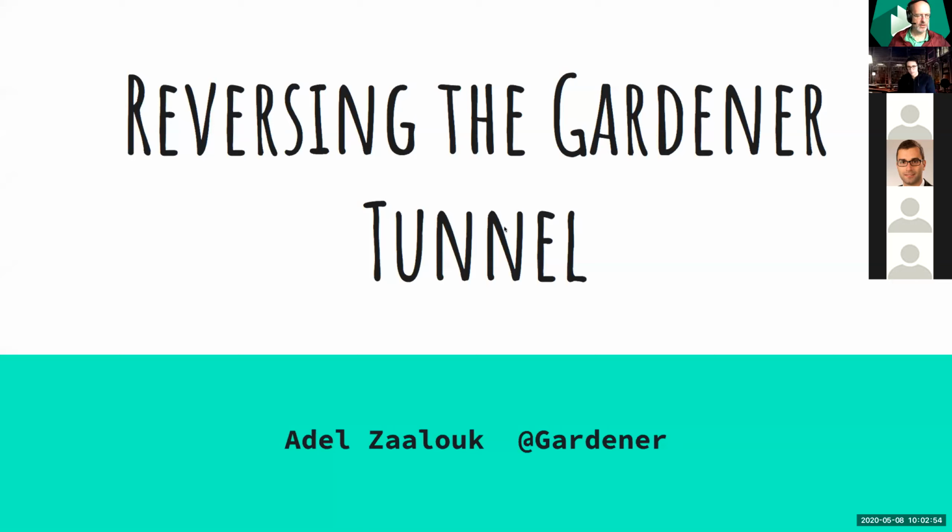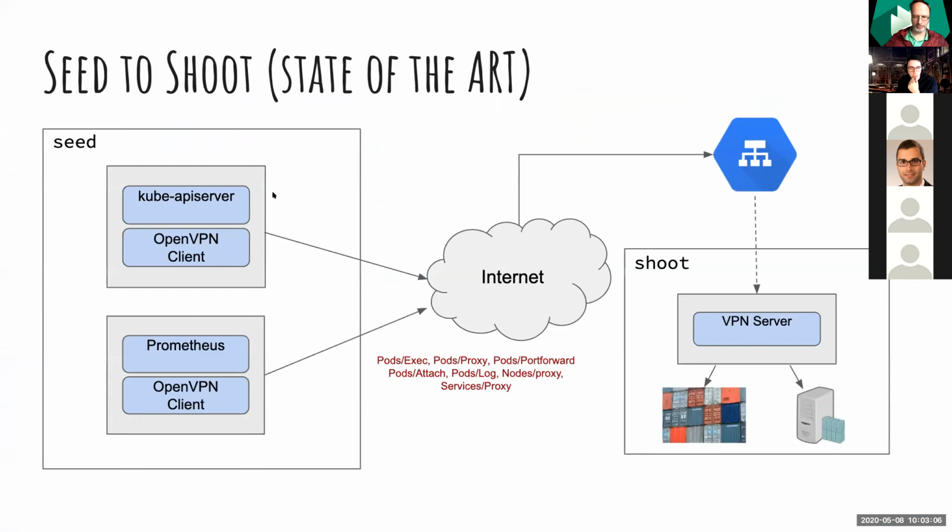Okay, perfect. So hello, everyone. I'm Adel Zaalouk from the Gardener team. Today we're going to be talking about how to reverse the Gardener tunnel. So what is the current architecture for our tunnel at the moment, or how do we use tunnel in general in our seed to chute architecture?